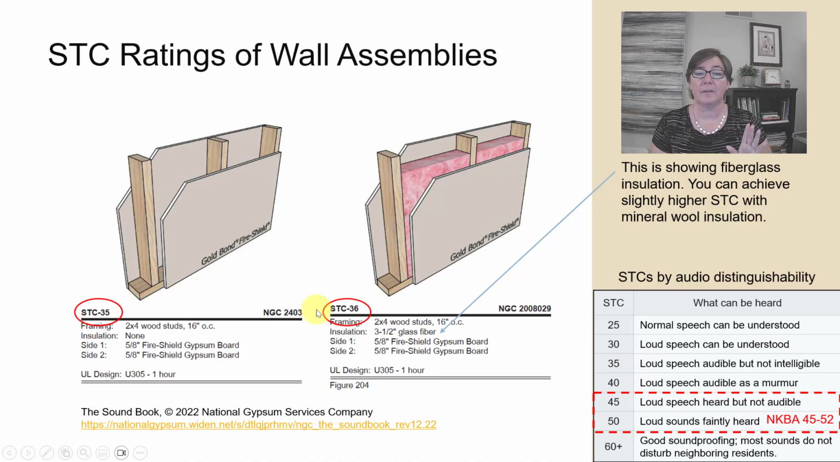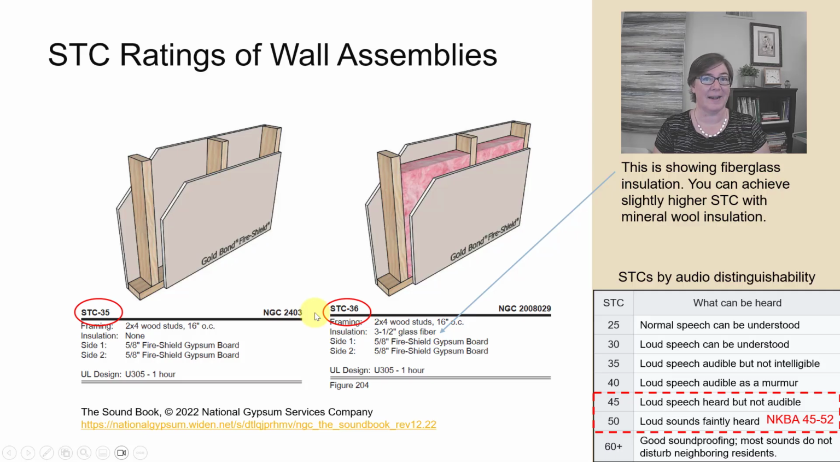Moving to our next wall assembly, the first thing anybody thinks about is, oh, let's add that cavity insulation, right? Great idea. It will help, but not very much. So this is the exact same wall assembly. We've now added fiberglass batt insulation, and we went up from 35 to 36. Notice that that's not enough to be very useful.